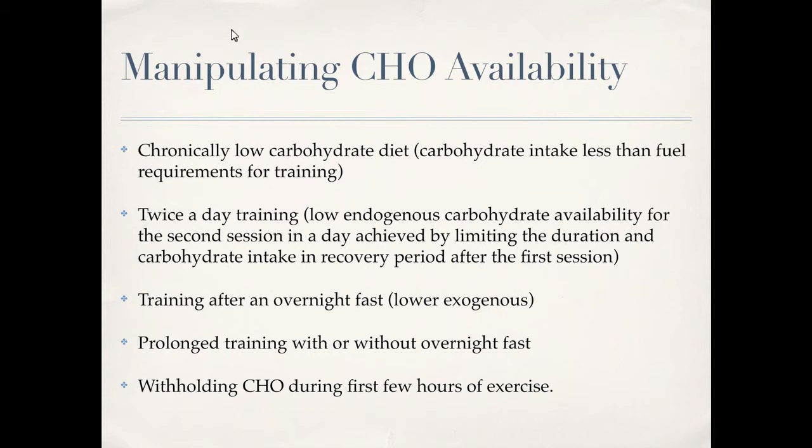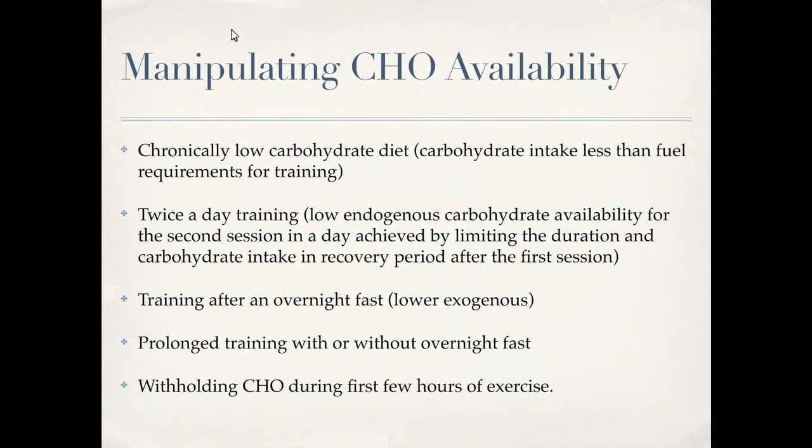The second way is twice-a-day training. And what you do here is you have low endogenous carbohydrate availability for the second session in a day by limiting the duration and carbohydrate intake in the recovery period after the first session. So in other words, I train session 1 in a normal glycogen state, I deplete glycogen, I don't consume any carbohydrates, and then I come back and complete a second session. So that means low endogenous carbohydrate.